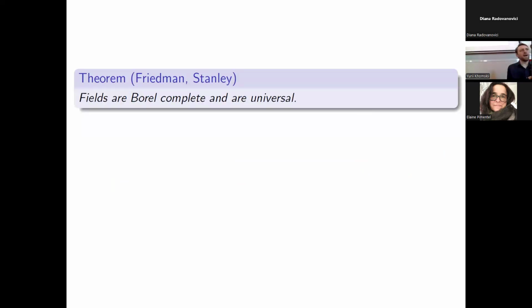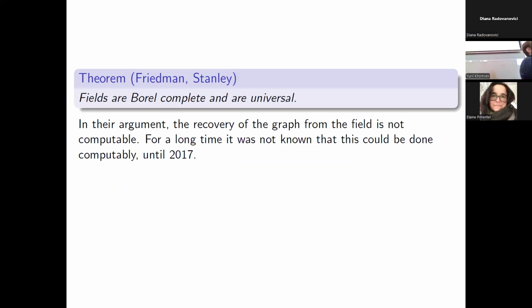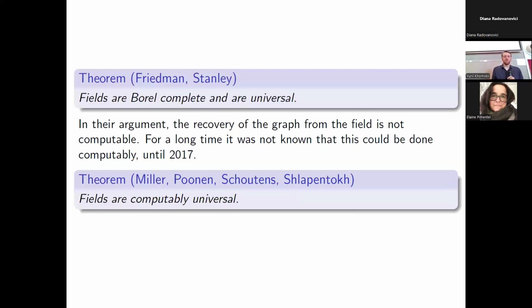And then I just want to talk about one last example, which is fields. In the original paper, Friedman and Stanley showed that fields are Borel complete and universal. But in their argument, the recovery of the graph from the field is actually not computable. So you get transfers of certain kinds of properties, like this Borel completeness for the fields, but you can't transfer any computability theoretic properties between the two classes. It was not known for a long time whether you could do this so that you could recover computably, until 2017, when Russell Miller, together with Kunin, Schoutens, and Schlappentoch, showed that fields are computably universal. So you could code graphs into fields in a way that you could really recover the graph in a very nice computable way.